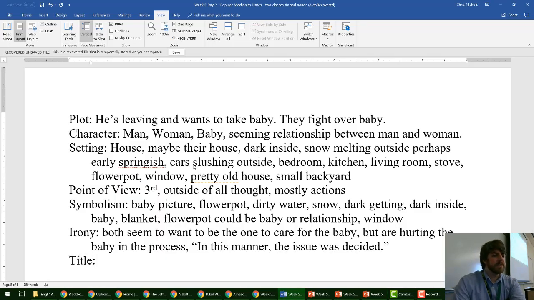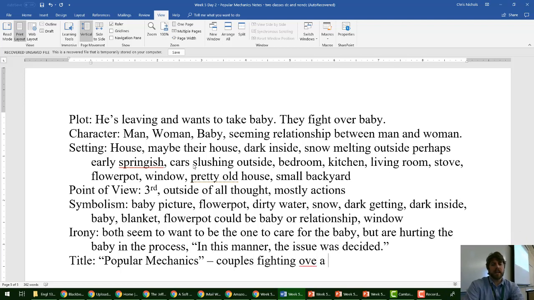What was the title? This is weird. We didn't talk about this. The title is Popular Mechanics. Maybe because couples fighting over a kid is common. Okay, so couples fighting over a kid is common in society. Maybe that's the issue. Has anybody heard the words Popular Mechanics before in any context?